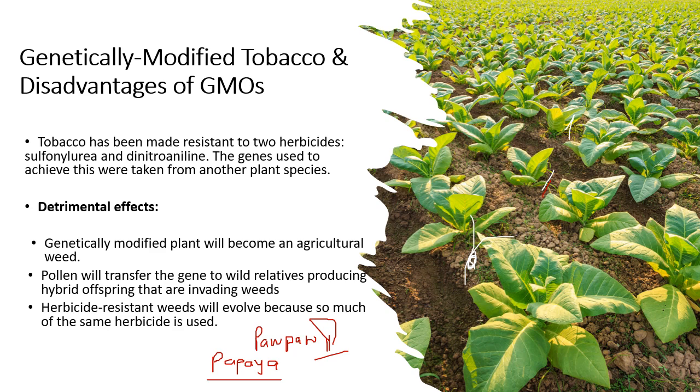Sometimes you can also have pollen transfer between genetically modified crops and what we call the wild relatives. Wild relatives mean that they are organic, they have not been genetically modified. So if you have pollen that is taken from a genetically modified crop and you transfer it to one that is not genetically modified, you will produce what we call hybrid offspring, and those hybrid offspring will themselves become weeds. So that itself can become a problem.